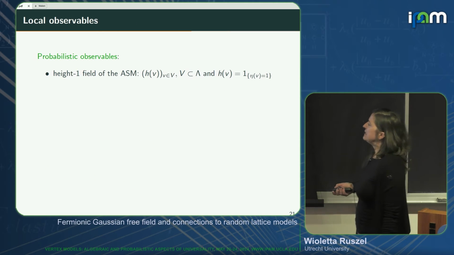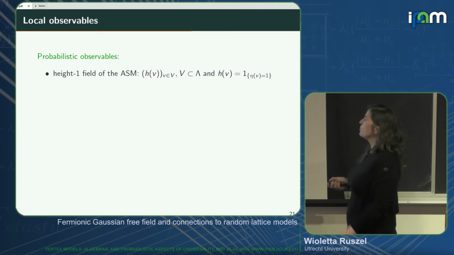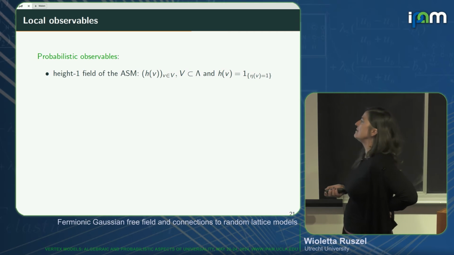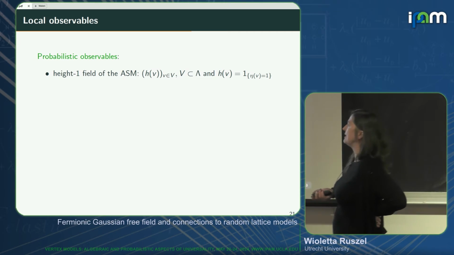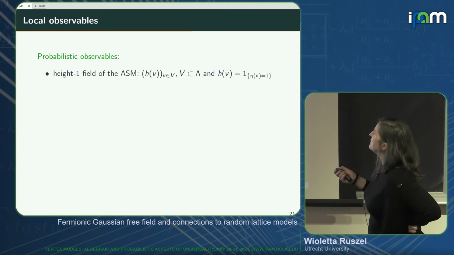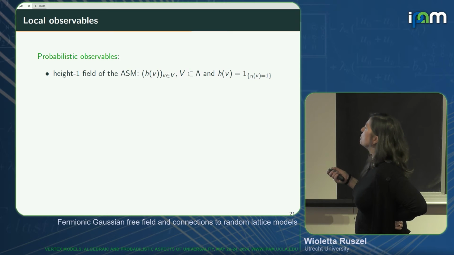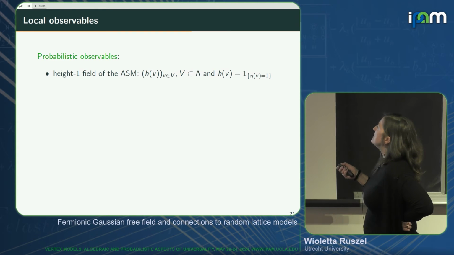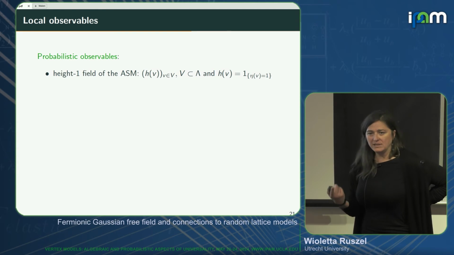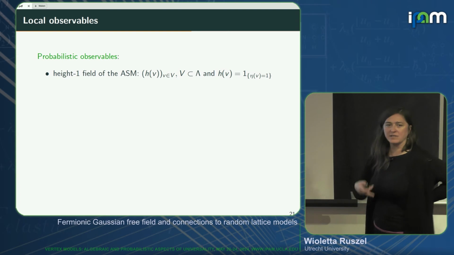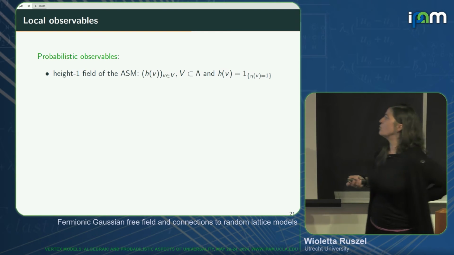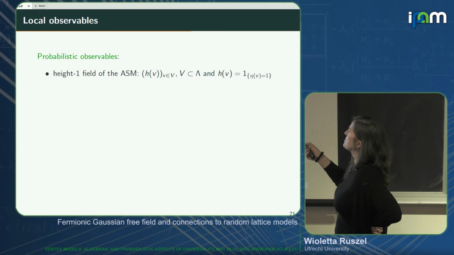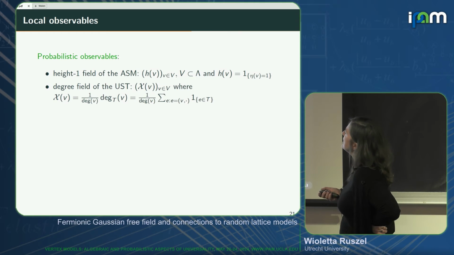All right. Now, what kind of probabilistic observables do I want to look at? I want to look at the height 1 field of the RSM. The height 1 field is the indicator random variable that at the site V the height is 1. So this will give me a 1 if at the site V there's really only one particle, and 0 if there are 2, 3, 4, or more particles. It's a very simple observable.